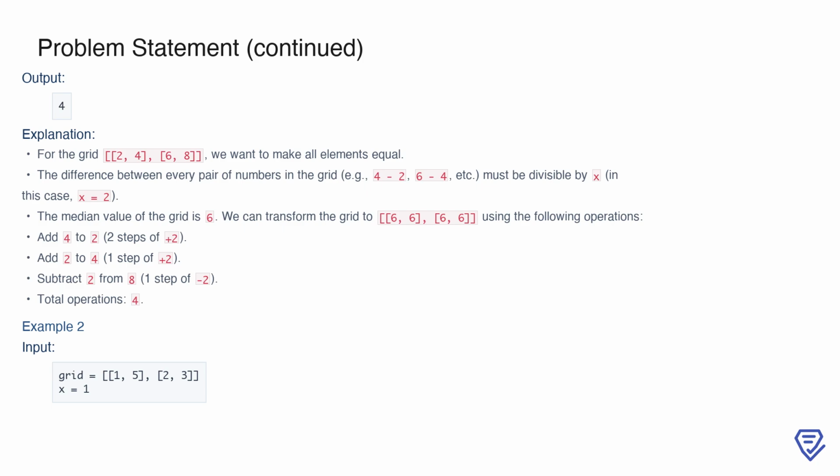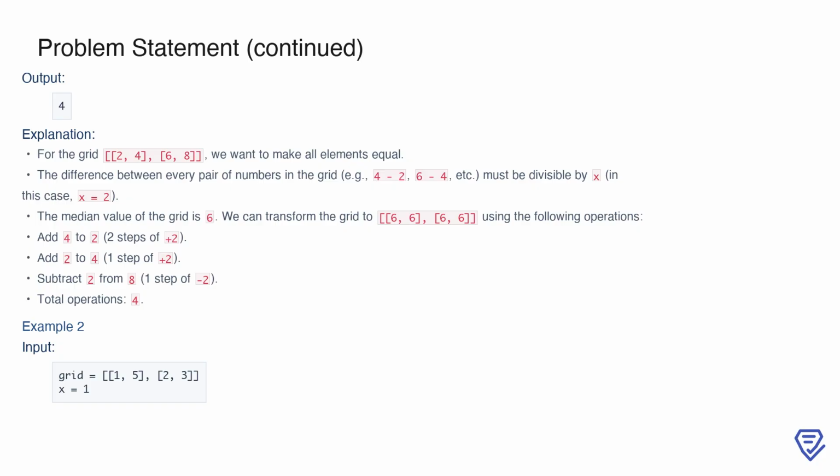The input grid is 2, 4, 6, 8, and x is 2. To make all elements of the grid equal, the differences between all pairs of numbers in the grid must be divisible by x. In this case, that condition is satisfied because the differences, such as 4, 2, 6, 4, and so on, are all divisible by 2.